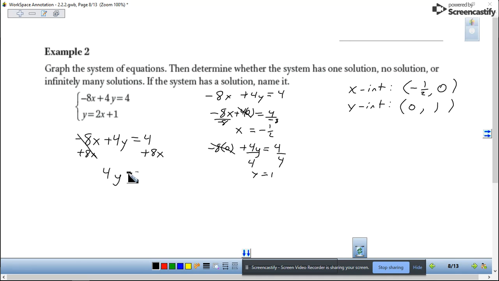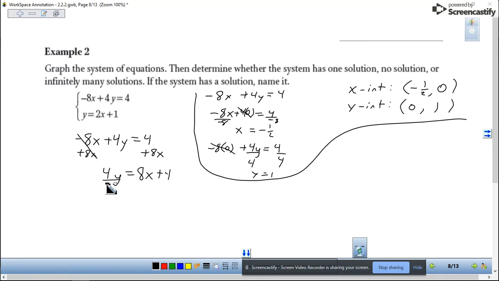And again, this is just two different ways. All that stuff over here is just a different way of doing the same thing. Okay? So we got 8x plus 4. Now we're going to divide by 4. And we end up with y equals 2x plus 1, because 8 divided by 4 is 2, and 4 divided by 4 is 1.